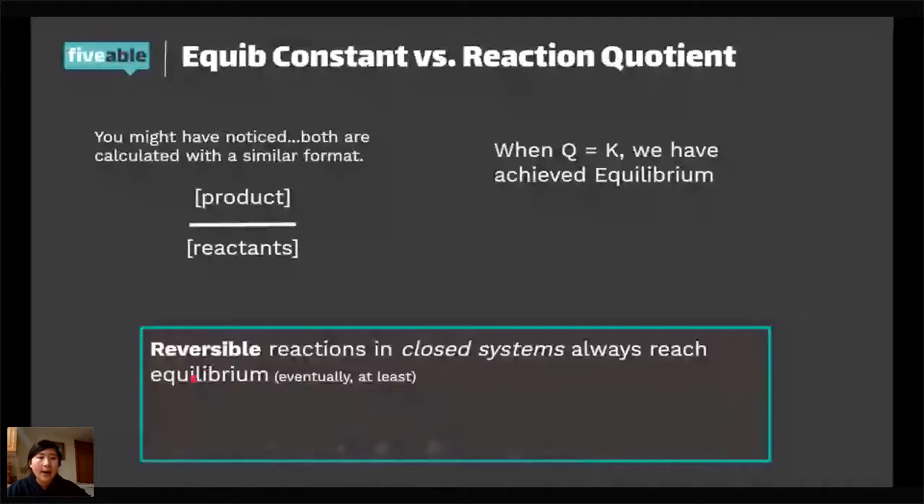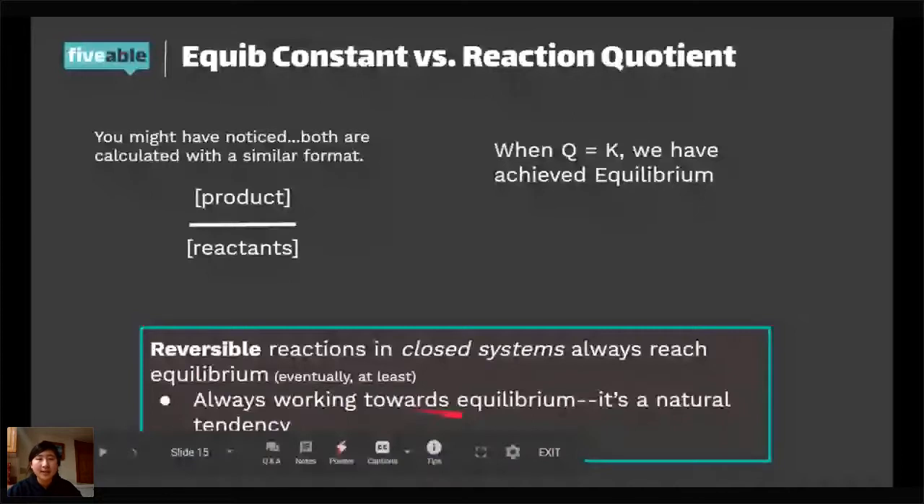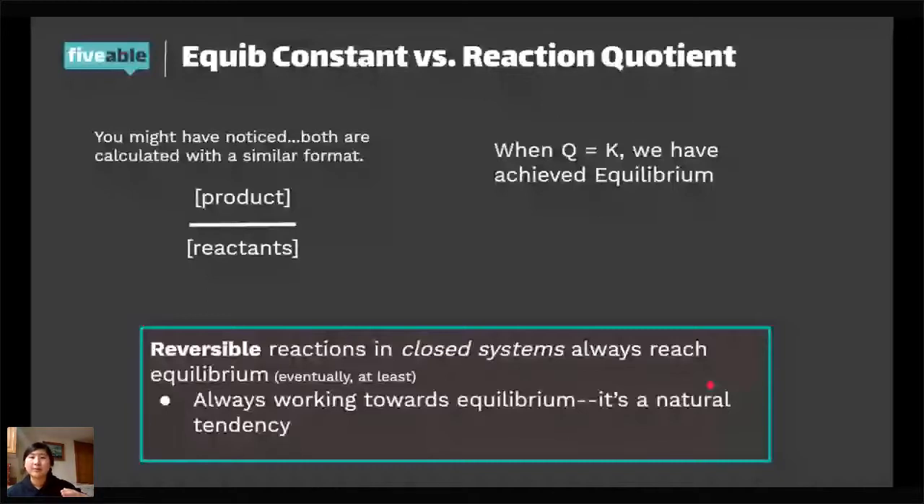And so for reversible reactions, they are always working towards equilibrium. It's a natural tendency for them to reach equilibrium, because if you think about it, if the reaction rate of one reaction is going faster than the reaction rate of the backward reaction, then one part of it is going to run out, and the other part is going to make up for it, right? So eventually they're going to balance out.